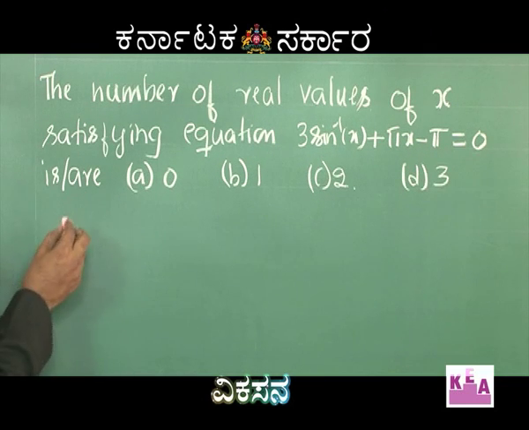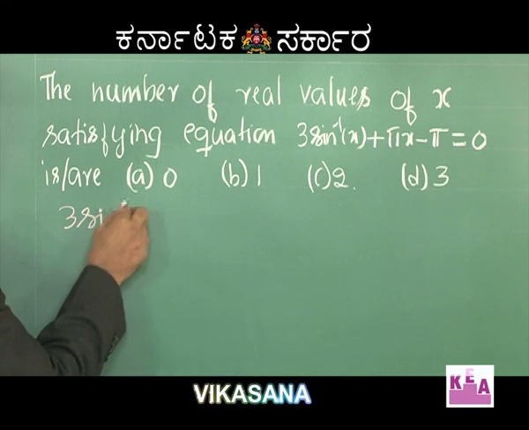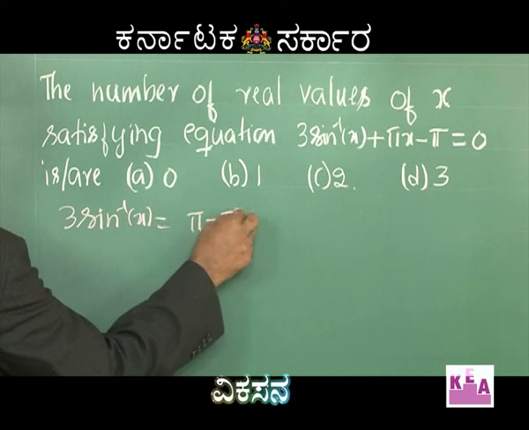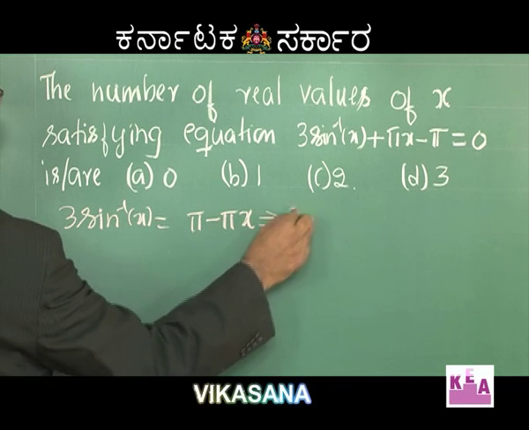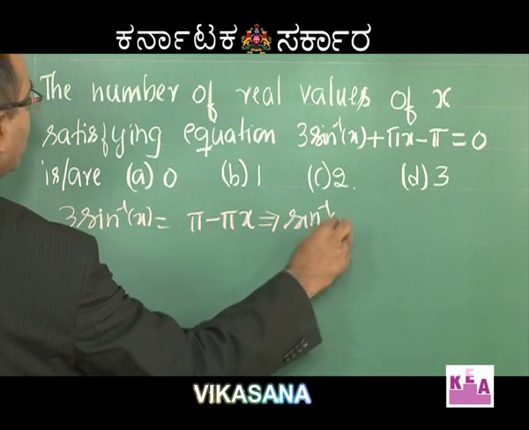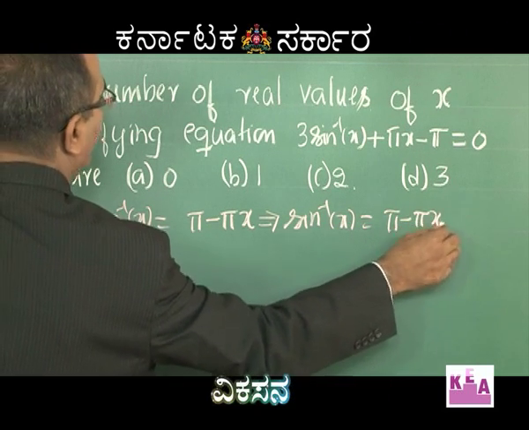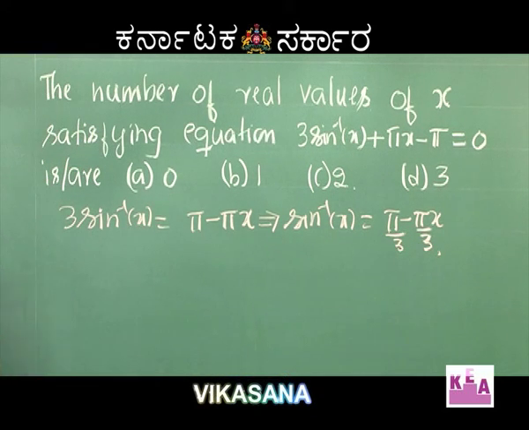If you observe carefully, 3 sin inverse of x is equal to pi minus pi x. Is that correct? This implies sin inverse of x is equal to (pi minus pi x) over 3, or pi by 3 minus pi by 3 x. Is that correct? Now, let us draw the graph of sin inverse of x and pi by 3 minus pi x by 3.